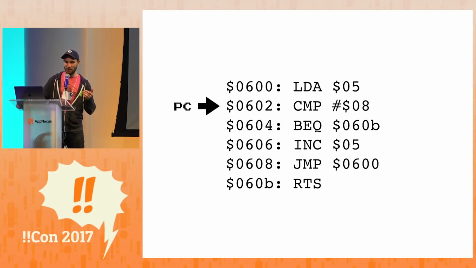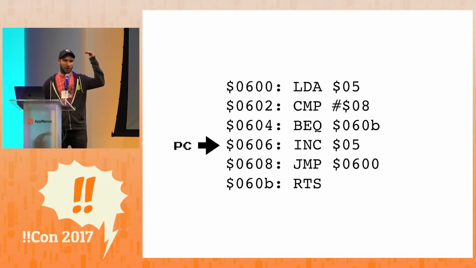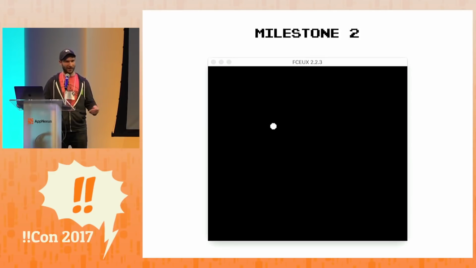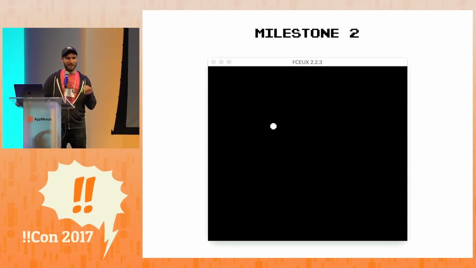And what the CPU will do is essentially just go instruction by instruction. It'll execute your code, and that's what you have to build a game with. So yeah, spoiler alert, I showed you this earlier, but this was my second milestone. I managed to display a ball, and it was awesome.